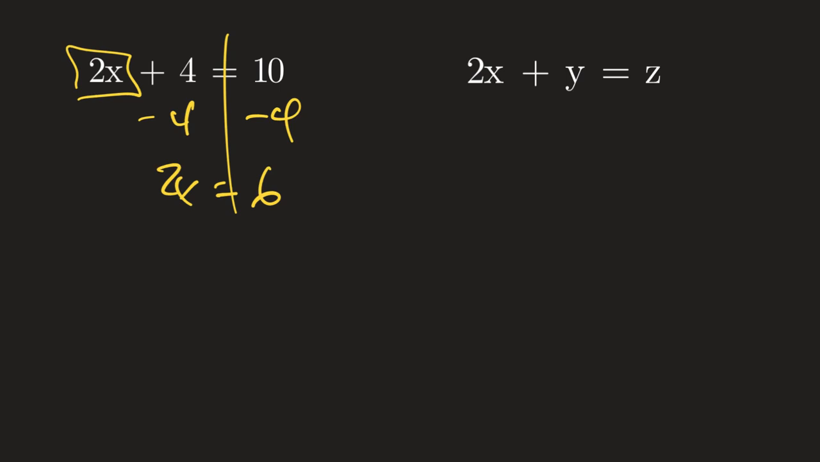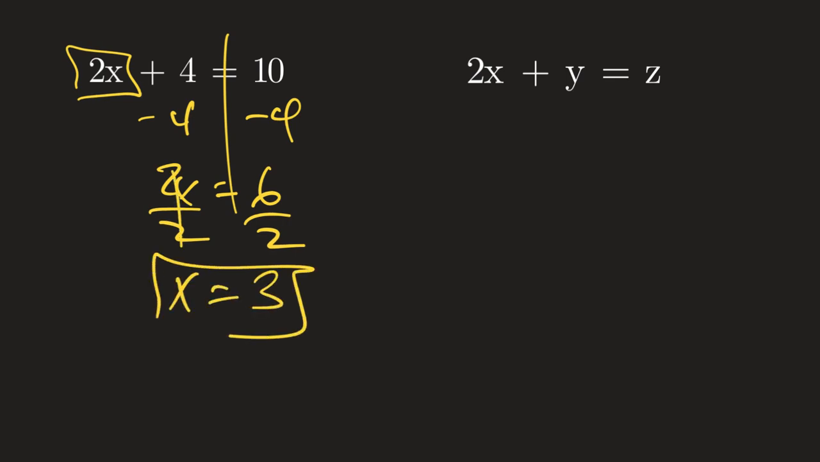And then to solve for x, how do we get rid of the 2? We do division because we're undoing the multiplication. 6 divided by 2 is 3. Very standard, straightforward, 2-step equation. And we are solved for x.